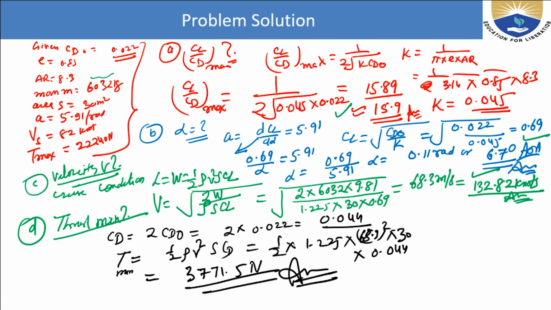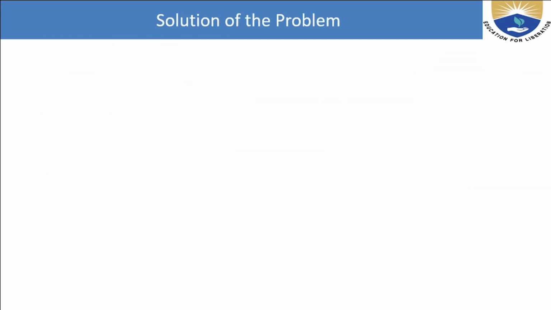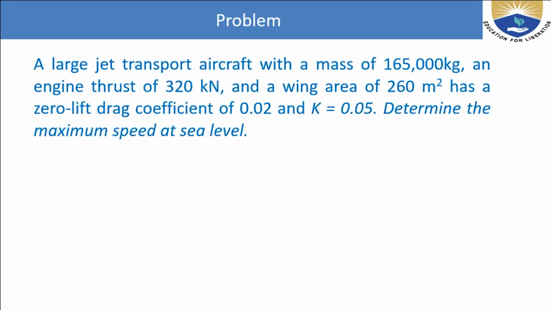So we have found K and the maximum CL by CD. Then we have found the angle of attack. Then we have found the velocity for this maximum CL by CD. And also we have found the minimum thrust required for this condition. Now we will go for the next problem, that is your second problem.